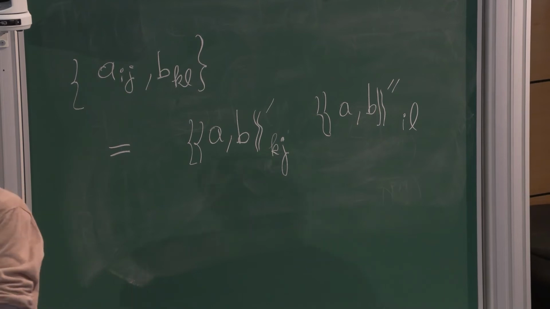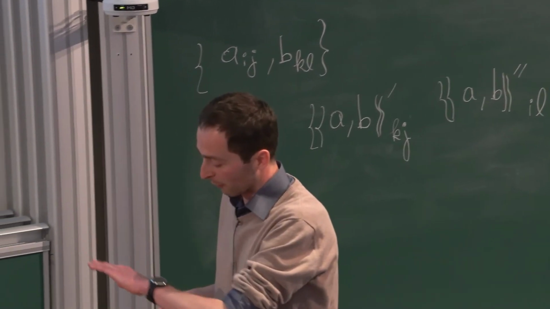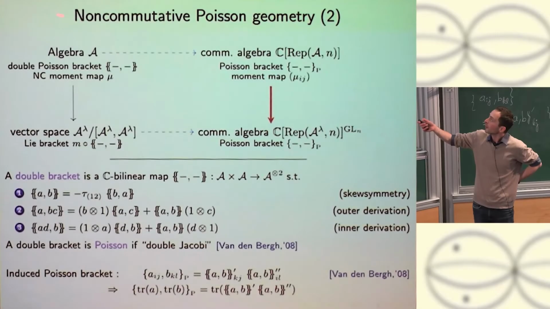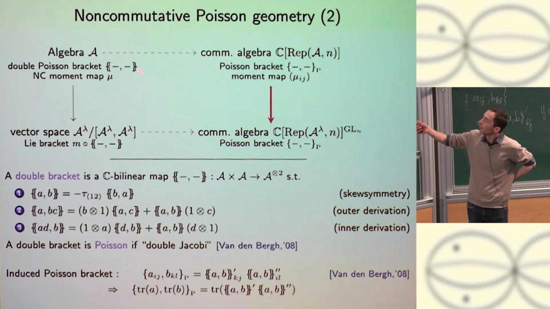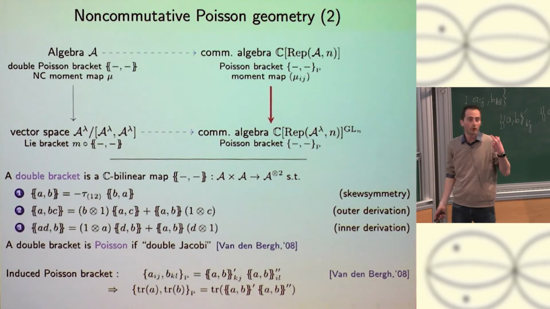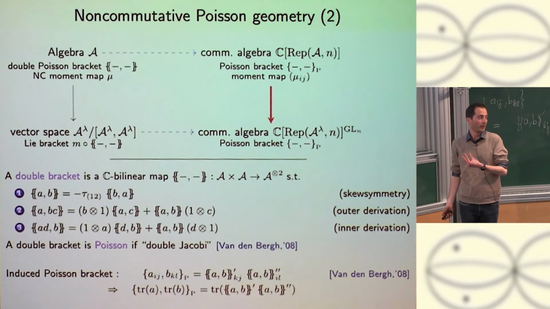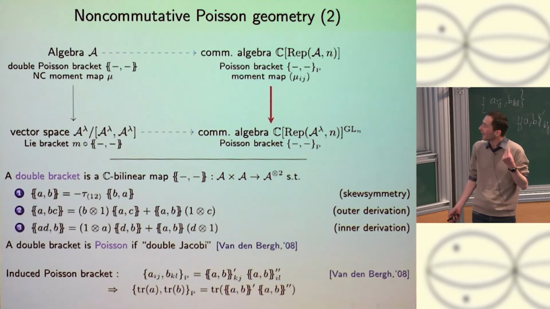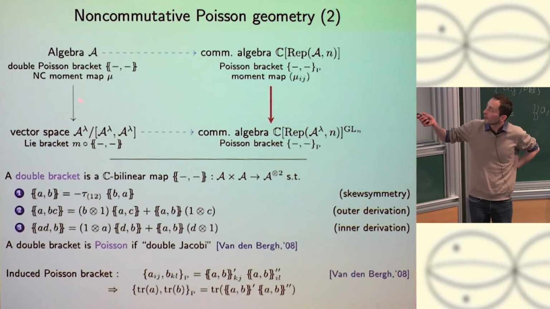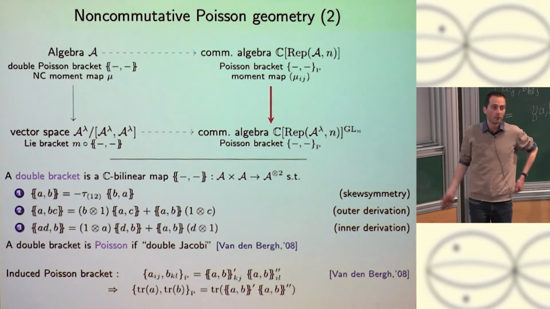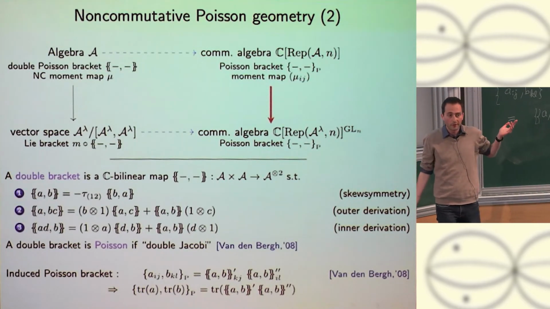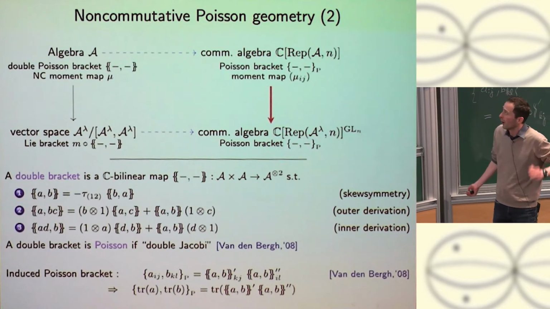That's the point. Okay, so now back to our setting. We have here some way to go from this double Poisson bracket, a non-commutative version of a Poisson bracket on the non-commutative algebra, which induces a Poisson bracket on the representation space. But what's in fact even better is that Van den Bergh knew how to define a non-commutative notion of a moment map at the level of the algebra, as some element of it having a particular relation with the double bracket, which I will not write down, but it's not too hard.